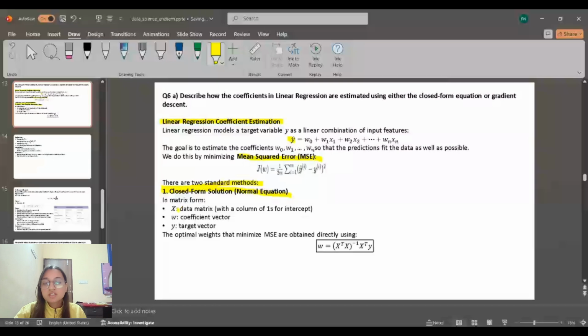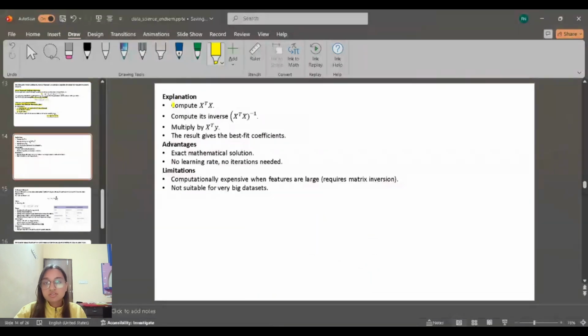In matrix form, X is the data matrix with a column of ones for the intercept, W is the coefficient vector, and Y is the target vector. The optimal weights that minimize MSE are obtained directly using W = (XᵀX)⁻¹ Xᵀ Y. Explanation: compute XᵀX, compute its inverse, then multiply it with XᵀY. The result gives the best fit coefficients.